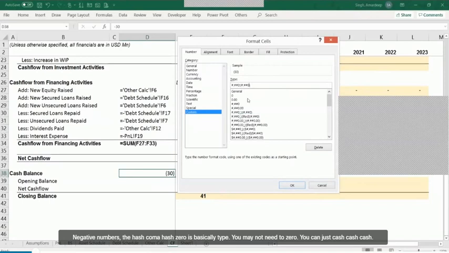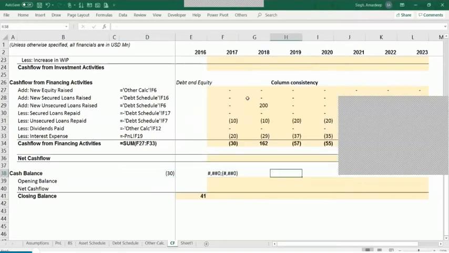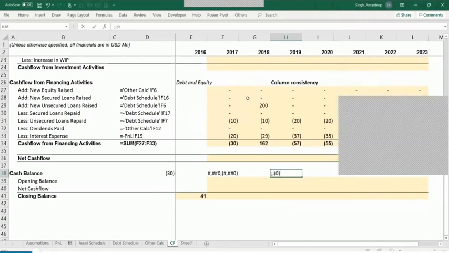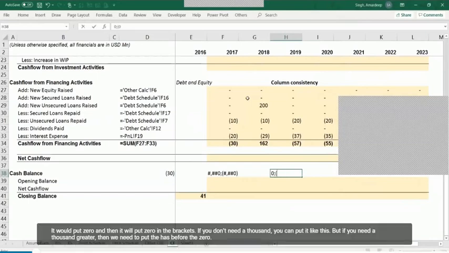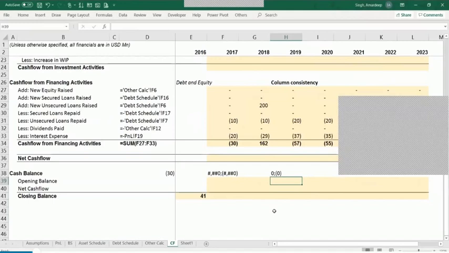You may not need to put 0, you can just put hash comma hash hash hash. That also is going to give you the same result. So you can put hash comma triple hash, because this hash comma triple hash or hash comma hash hash 0 is an indication that you're trying to show the data with a thousand separator. Otherwise, it would be as simple as this. You would put 0 and then you would put 0 in the brackets. If you don't need a thousand separator, you can put it like this. But if you need a thousand separator, then we need to put a hash comma double hash before the 0 so that it can put that thousand separator wherever applicable. Right? So this is how it works, Prachi. I hope this is.